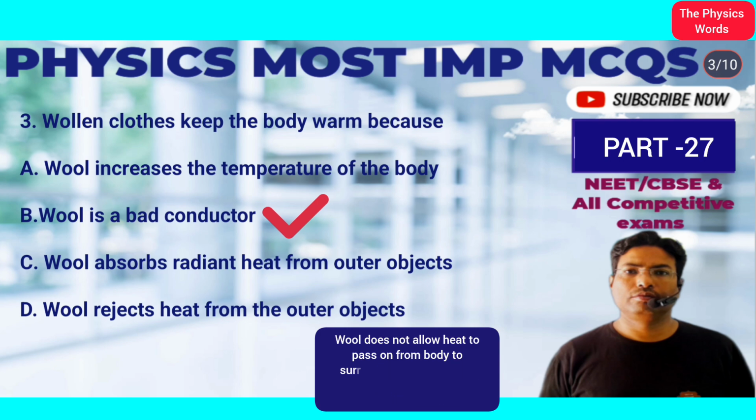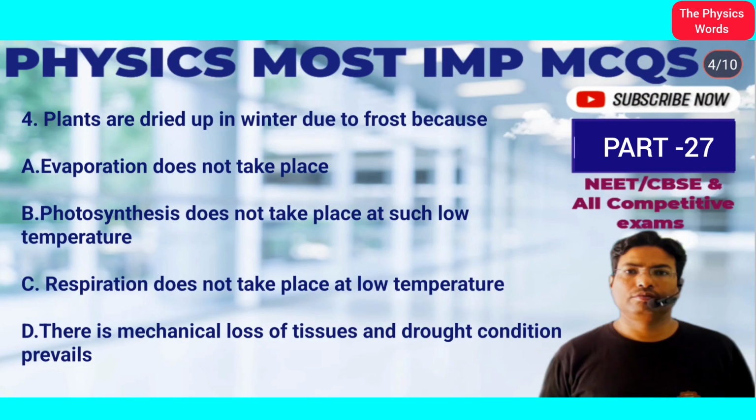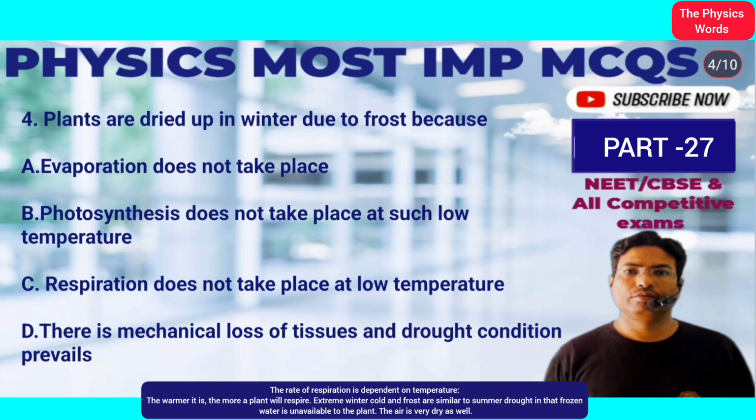Next question. 4. Plants are dried up in winter due to frost because A. Evaporation does not take place. B. Photosynthesis does not take place at such low temperature. C. Respiration does not take place at low temperature. D. There's mechanical loss of tissues and drought condition prevails. The correct answer is option D. There is mechanical loss of tissues and drought condition prevails.